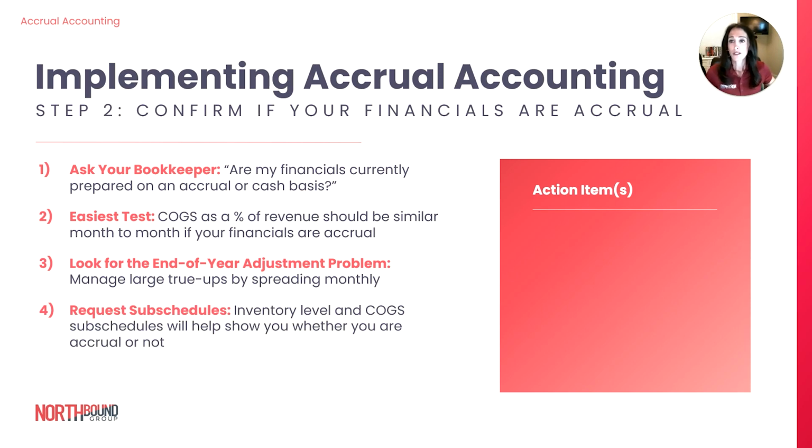And also, request subschedules. Your inventory levels and your COGS schedules will help you show whether or not they're accrual. So it's important that you keep these inventory levels and your COGS subschedules with your bookkeeper month after month. And it's really important to have that champion review your inventory levels and your COGS data with your accountant or bookkeeper to make sure that things are in check and make sense month after month. Because at the end of the day, your bookkeeper or accountant is human, errors will be made. So hopefully if you have someone dedicated to those financials, they could pick up on those errors.